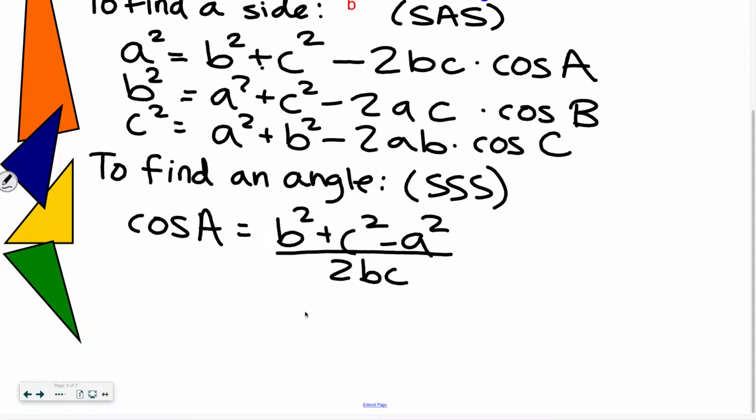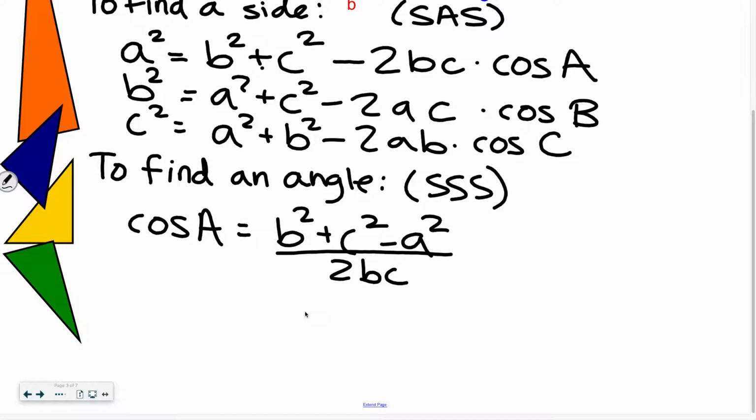When I talk to my pre-calculus students to help them, because they have to know the law of cosines, what I always tell them is, if you're looking for angle A, you're subtracting the a squared. That's the side opposite that angle, and it's the one that you subtract. The others are the ones you add and the ones you multiply by 2 in the bottom.